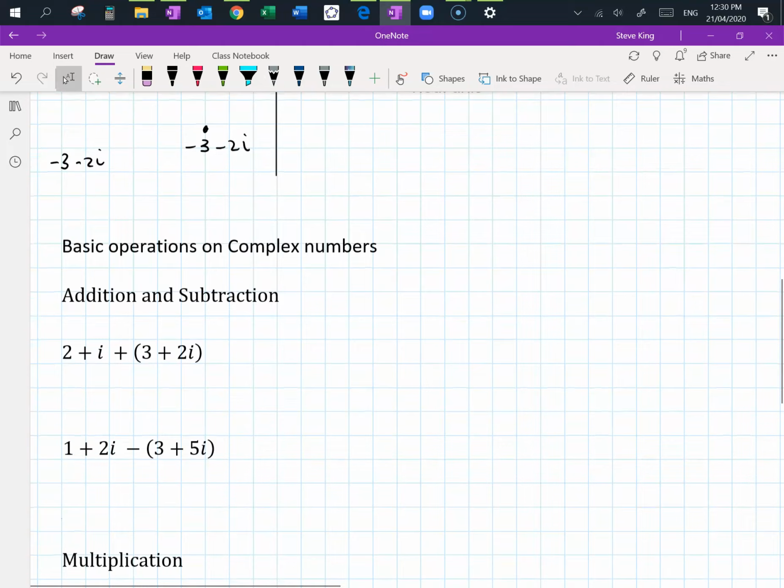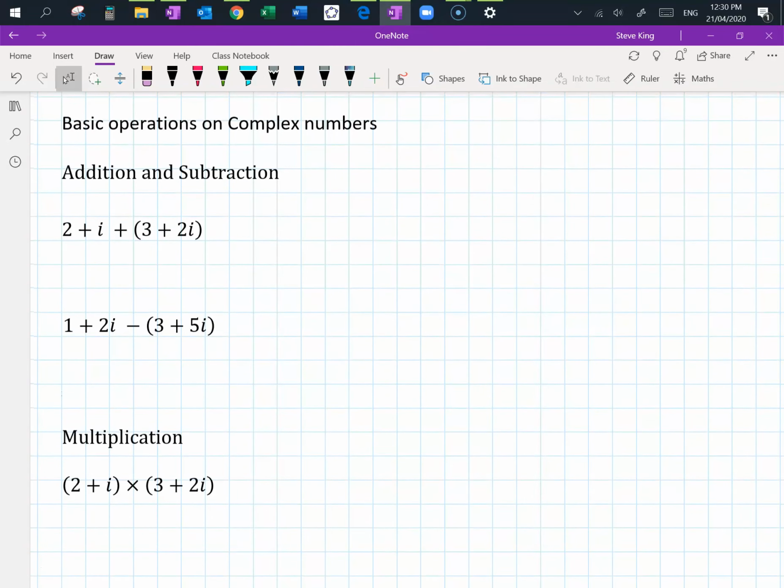Now, we need to think about the basic operations that we use with complex numbers. So when it comes to adding or subtracting them, all that you're going to do is add the real parts together and add the imaginary parts together. So here I'm going to add 2 and 3 because those are my real parts. And then I'm going to add my imaginary parts of i and 2i. And that's going to give me 5 plus 3i. And there I've added my two complex numbers.